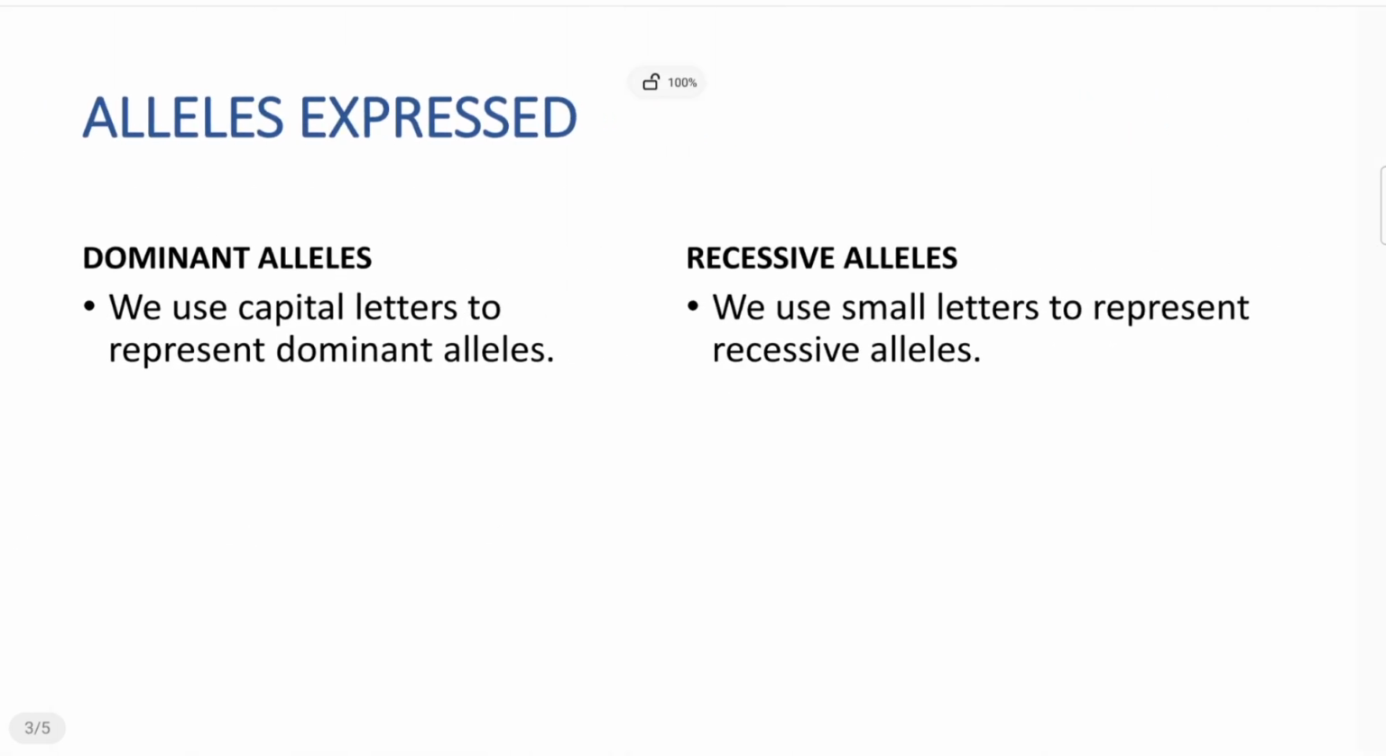Now let's come to the idea of how alleles are expressed. Alleles can either be dominant or they can be recessive. Let's continue with the example that we made. Remember, we said that plants can be tall or they can be short. Now, when a tall plant is crossed with a short plant, we said that all the offspring are going to be tall.